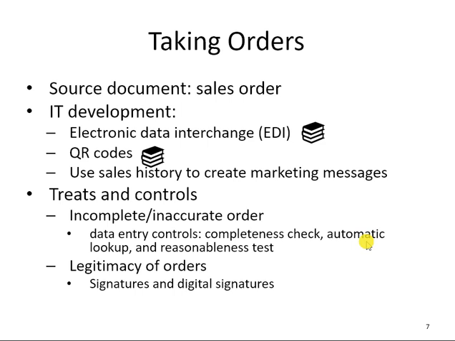And also, it's going to have a reasonableness test. It would be unreasonable to order a huge amount of, like, ice cream, maybe 10,000 ice creams. It's not reasonable. The system is going to give a warning.